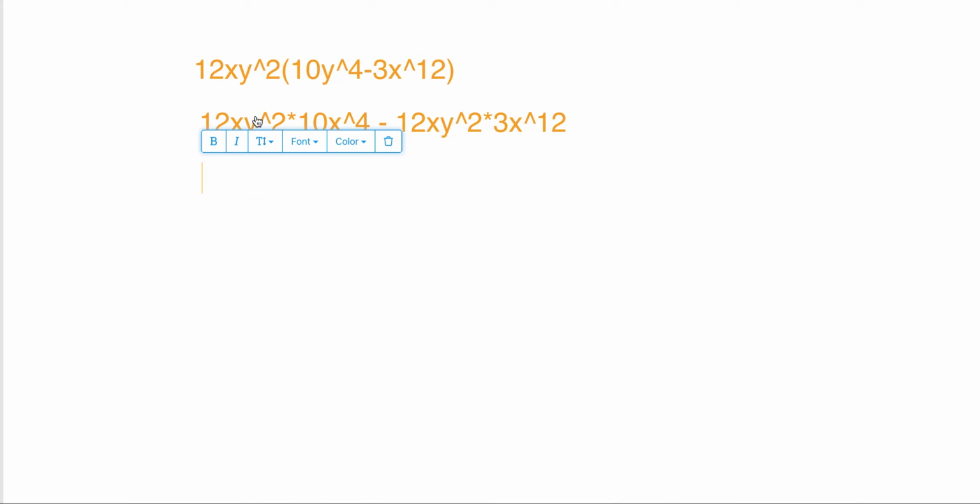Okay, so 12 multiplied by 10 is equal to 120. Now, x multiplied by x to the power of 4 is x to the power of 5. And y to the power of 2 multiplied by just 1 is y to the power of 2. Now we minus 12 multiplied by 3, that is 36. x multiplied by x to the power of 12 is x to the power of 13. And y to the power of 2 multiplied by 1 is y to the power of 2. So here we have it. This is the answer to this huge string of numbers and letters. It might not look that simple, but all we need to do is expand it and our job is done.